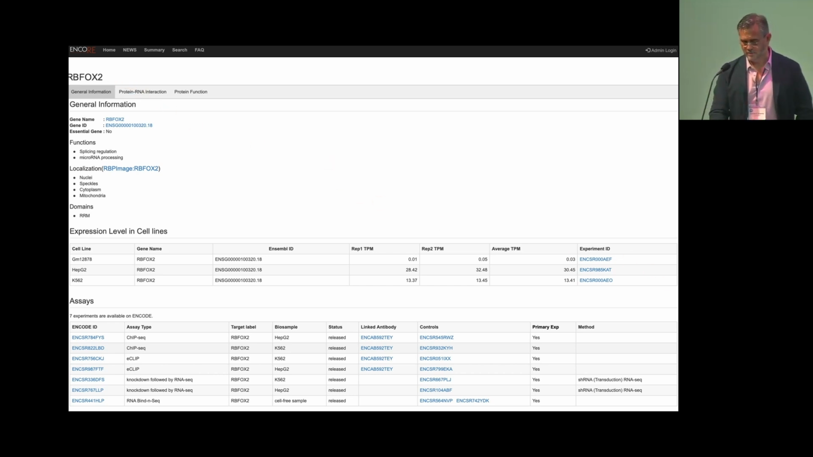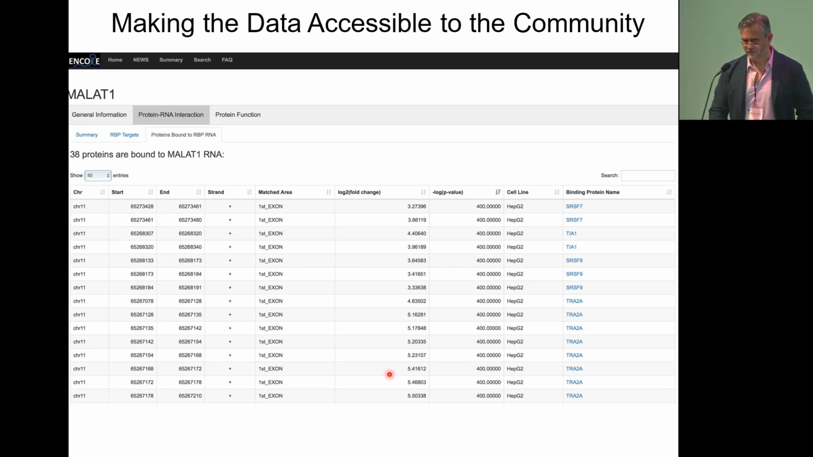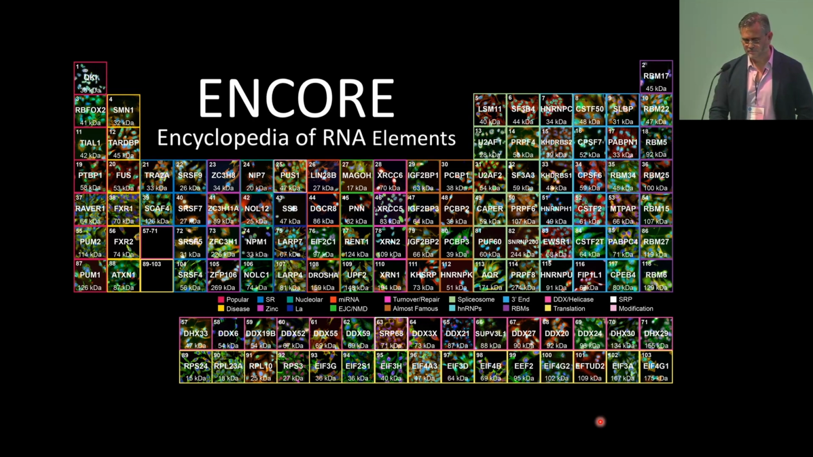So you can look up any protein that you want to, and you can get lots of different information on this. For example, this one is showing where in the RNA, or where in the transcriptome, this RBFOX2 protein binds. So it gives you all the different transcripts that it binds to, and the genomic coordinates of all the different binding sites. You can also look up your favorite RNA of interest, and it will give you all the different proteins that bind to that RNA and where within that RNA that protein binds.